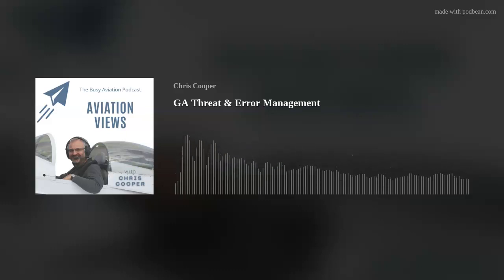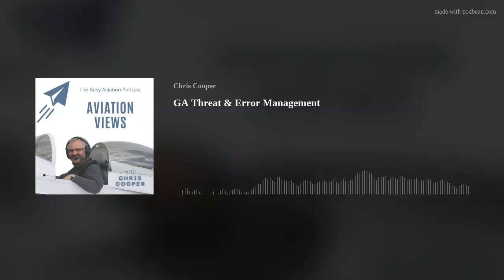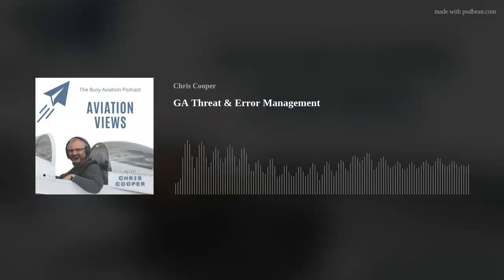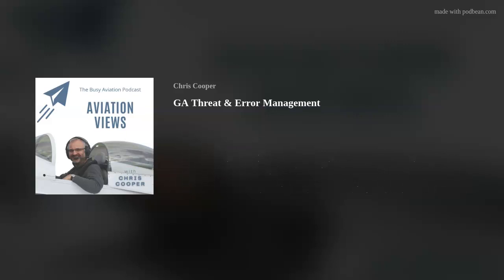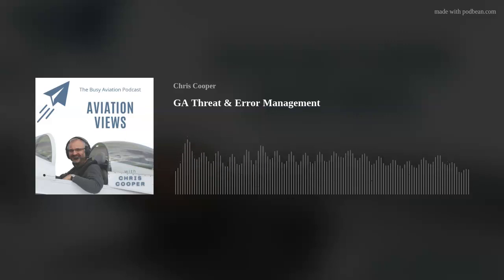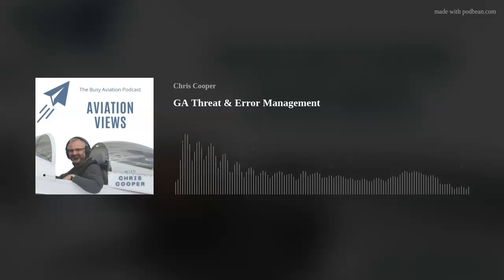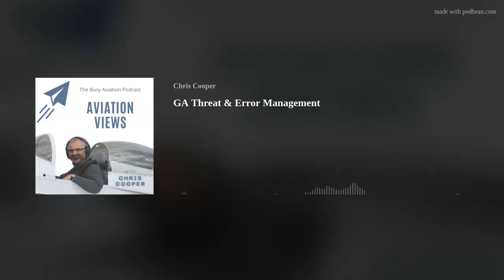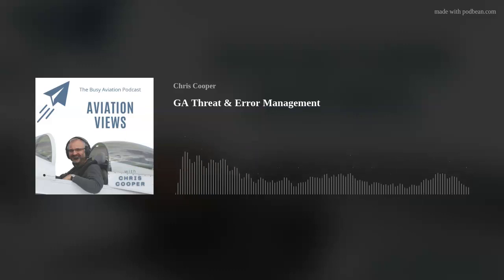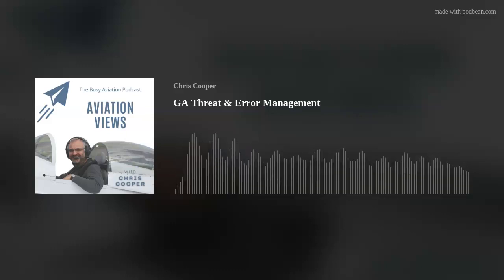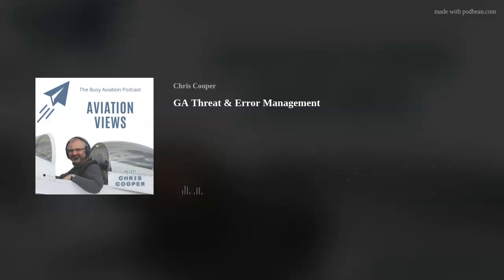I really hope this has been of some use. I say it is a bit of a dry subject, and it's something that we probably don't like to think about too much. But the threats, the errors, and how we manage them, how we transition between an error which has been compounded maybe and has now resulted in an undesired aircraft state, how we manage that UAS to a better and more successful outcome. Hope this has been a help.